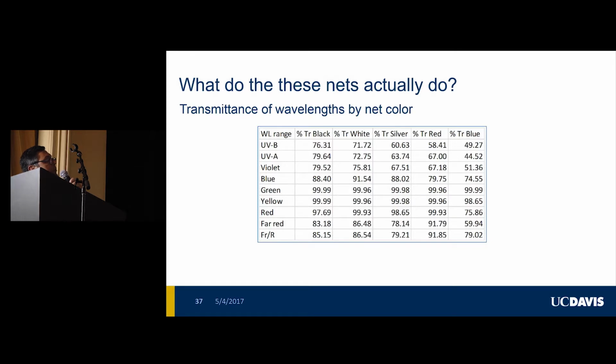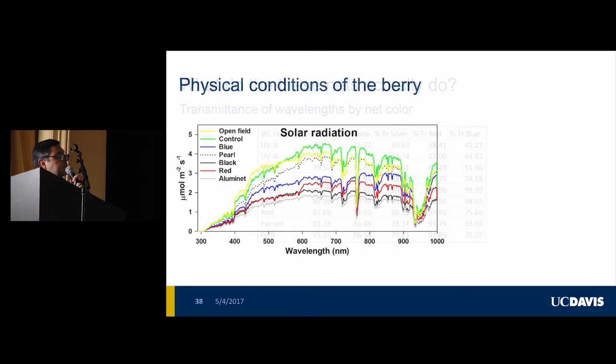What these nets actually do is change the ultraviolet light spectrum and also the red to far red light ratio of the light that is hitting the berries or the clusters. When you look at the physical conditions of the berry, here's open field, green is control, blue is blue, dotted one is pearl, black, red, aluminet. You can see that we almost have a 2x difference in the visible spectrum. But the more important stuff is happening here at the lower end, in the ultraviolet light range.